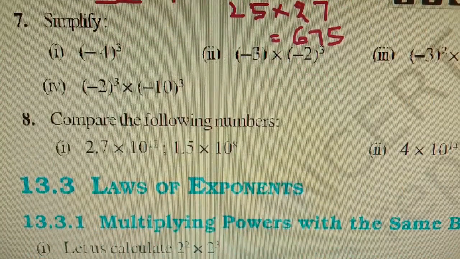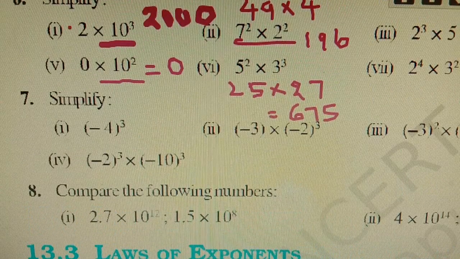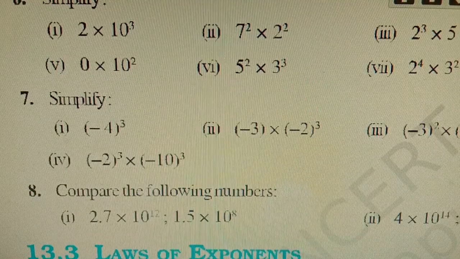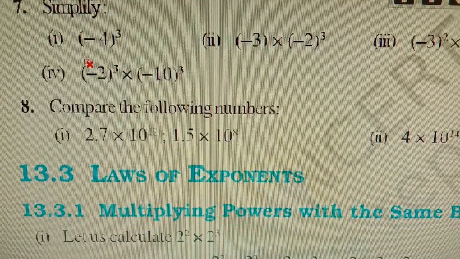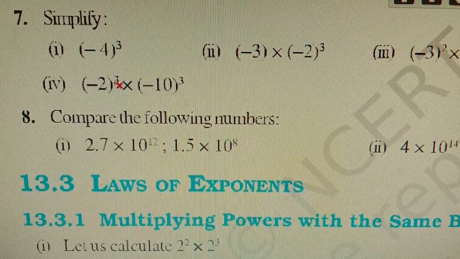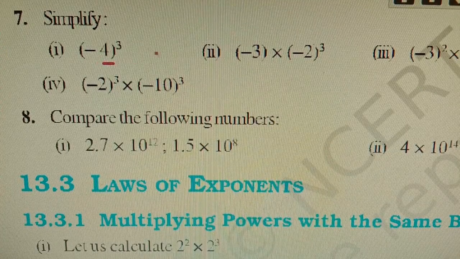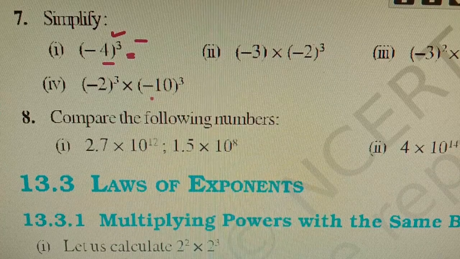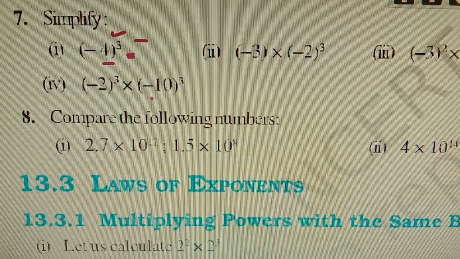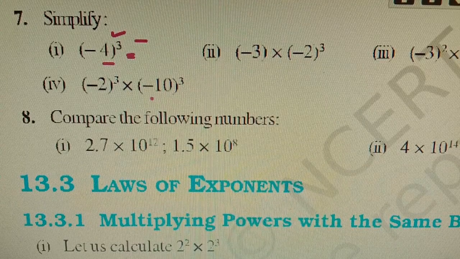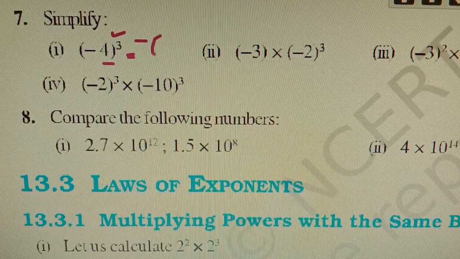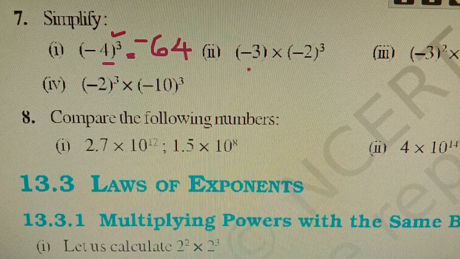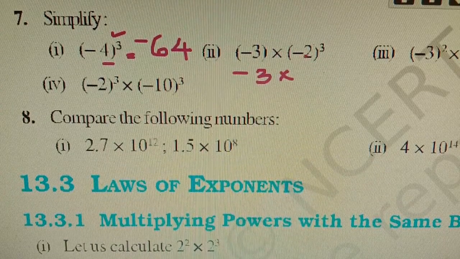Now we are over question number 6. Now you listen. 7th one. There also simplification. Minus 4 to the power 3. Now we already studied negative number to the power odd or even numbers. So negative 4 to the power 3, that is an odd power, so answer will be negative. Negative 4 to the power 3 means 4 multiplied 3 times: 4 times 4, 16. 16 times 4 is 64. So answer is negative 64.